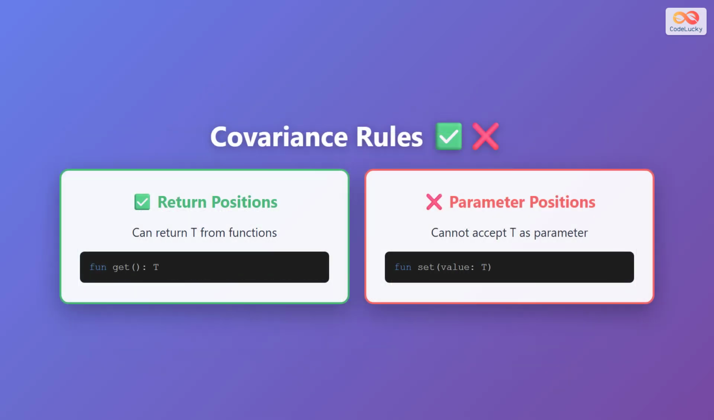Let's understand the rules for covariance. With the out keyword, you can use the type parameter in return positions, meaning you can return T from functions. However, you cannot use T in parameter positions. If you try to create a function that accepts T as a parameter, like a set function, the compiler will reject it. This restriction ensures type safety because if you could put values into a covariant producer, you might end up putting the wrong type of object into the container.